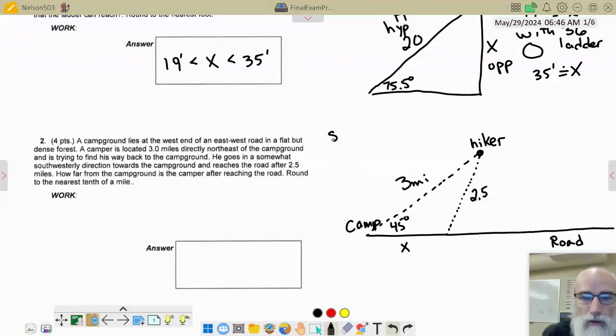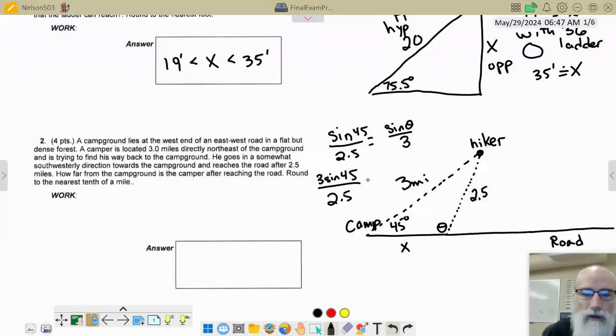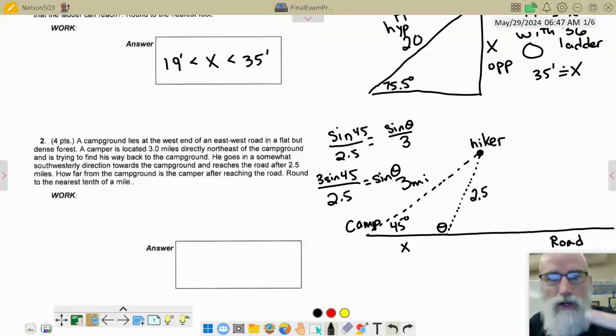So like if you go the sine of 45 all over 2.5 is equal to the, we don't know angle right down here, let's call it theta, the sine of theta all over 3. Now, when I go 3 times the sine of 45, 3 sine 45, all divided by 2.5, that's going to be my sine of theta. Remember, if we get a number over here that's less than 1, it means we have 2 triangles, right?